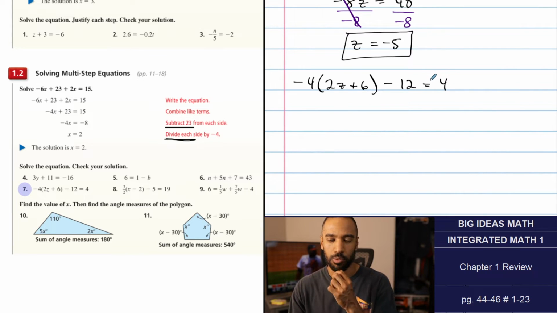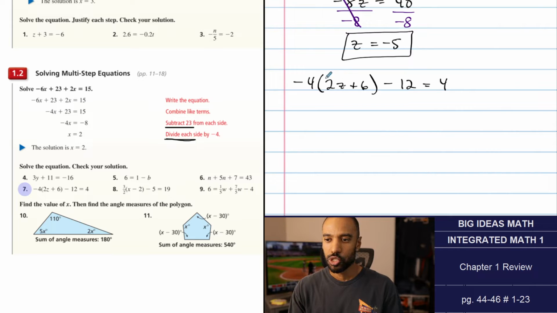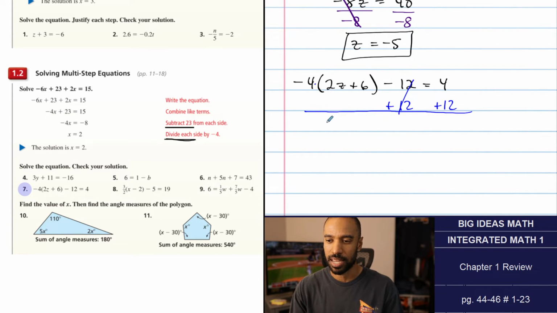This will especially help when we do problem number 8, what I'm about to do right here. Instead of distributing negative 4 right now, I'm going to leave it as negative 4 times this. Keep in mind this is multiplication still, regardless. I'm going to add 12 to both sides, so I isolate not the variable, but the quantity that contains the variable. Now this will say negative 4 times the quantity 2z plus 6 equals, and this is 4 plus 12, which is 16.